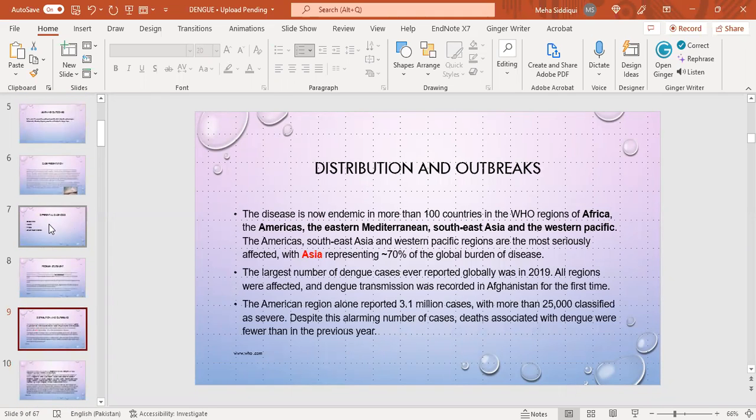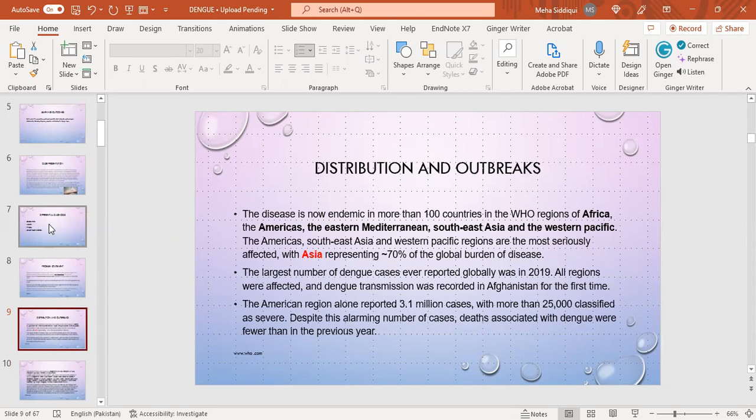Distribution and outbreaks. The disease is now endemic in more than 100 countries in WHO regions of Africa, Americas, Eastern Mediterranean, Southeast Asia, and Western Pacific. The Americas, Southeast Asia, and Western Pacific regions are the most seriously affected, with Asia representing almost 70% of the global burden of disease. The largest number of dengue cases ever reported globally was in 2019.